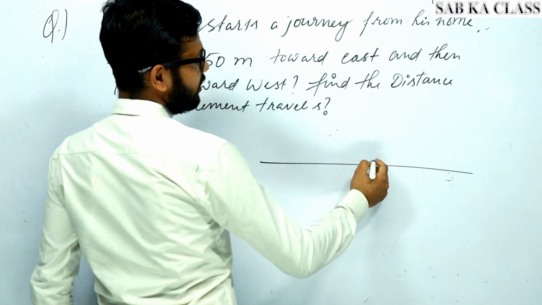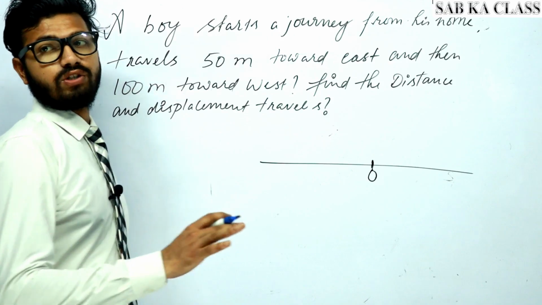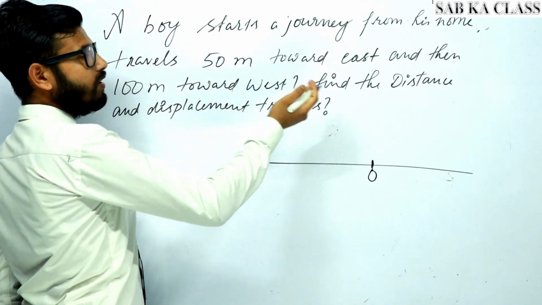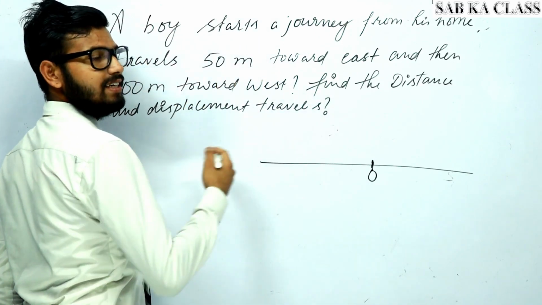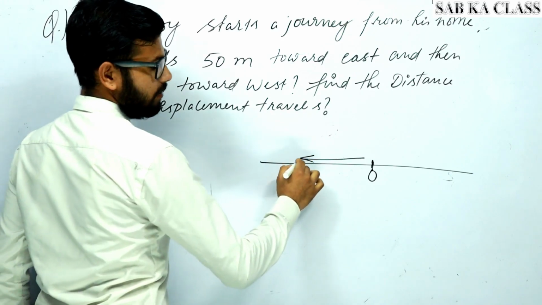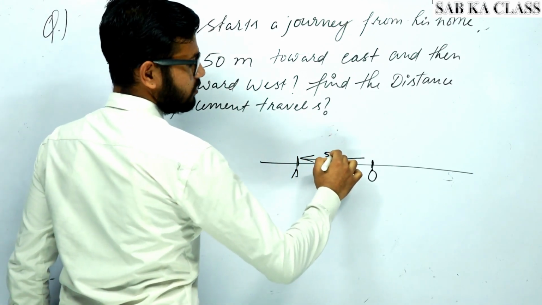We consider the home of that boy as O. O is the location of his home. He travels 50 meters toward east, and consider this side is east. So he moved 50 meters toward east, meaning he came up to here, point A. It is 50 meters he travels.